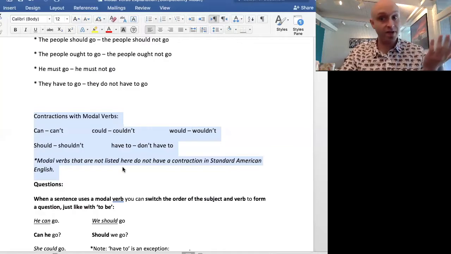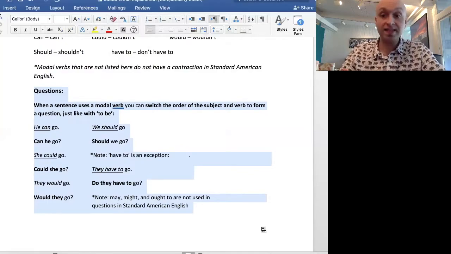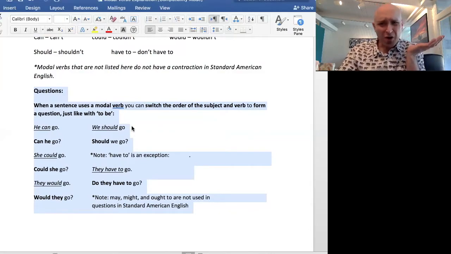Em inglês americano. Perguntas com modal verbs. As regras são iguais que sentenças com to be, tá? Então, he can go, can he go? She could go, could she go? They would go, would they go? We should go, should we go?